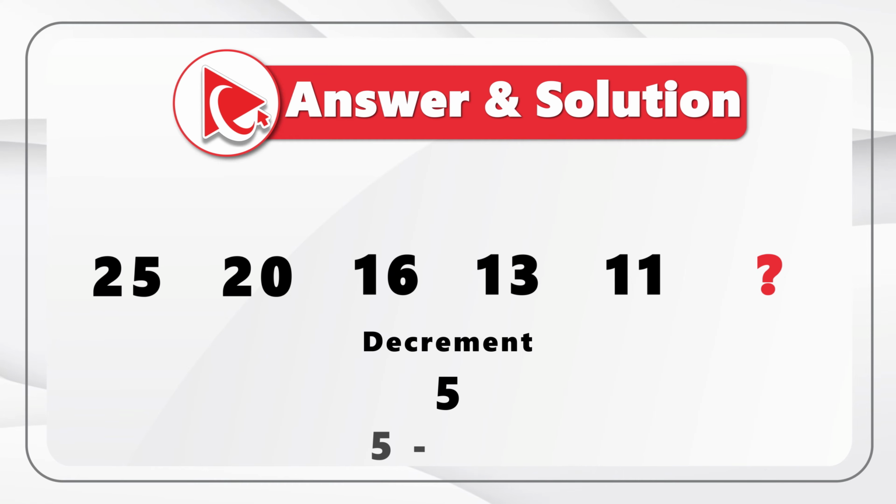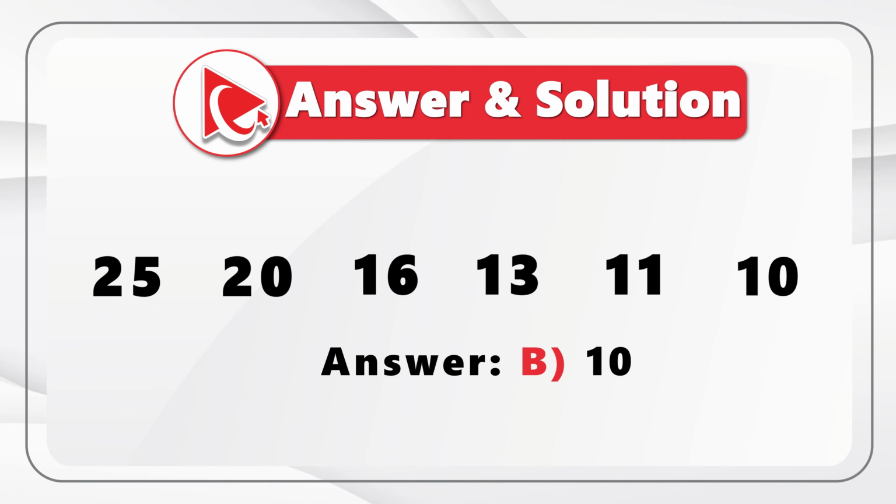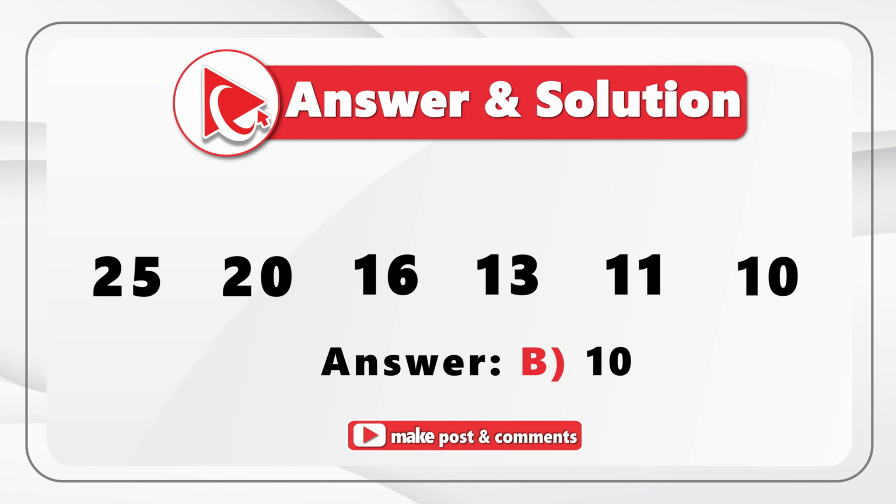Then we decrease the decrement by 1, and the decrement becomes minus 4. 20 minus 4 equals 16. 16 minus 3 equals 13. 13 minus 2 equals 11, and 11 minus 1 equals 10. So the correct answer here is choice B, 10. Was your answer different? Please make sure to post your answer and solution in comments then, so we can all learn.